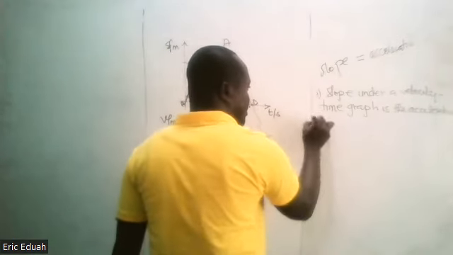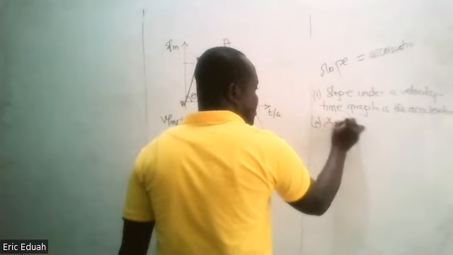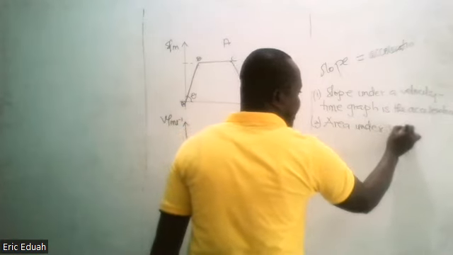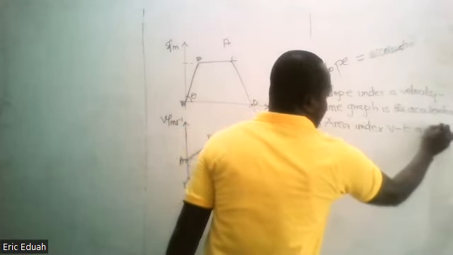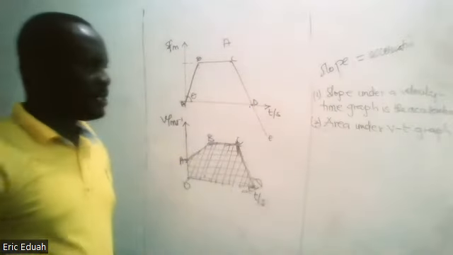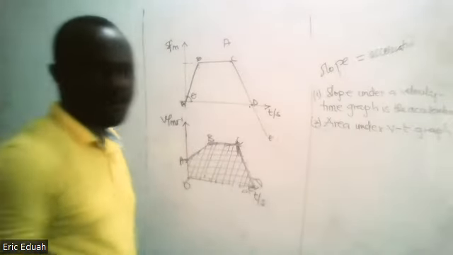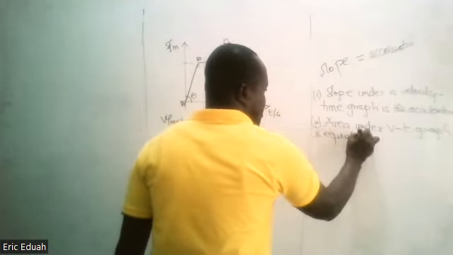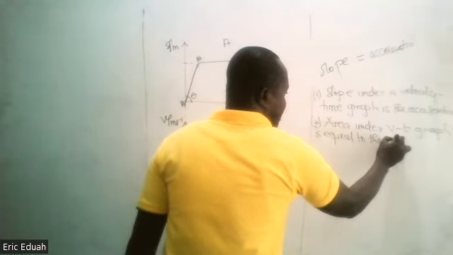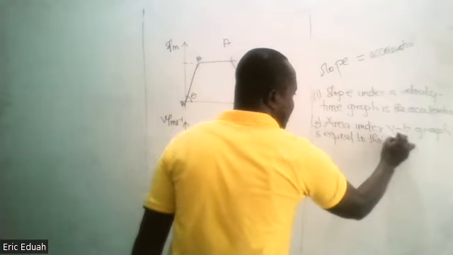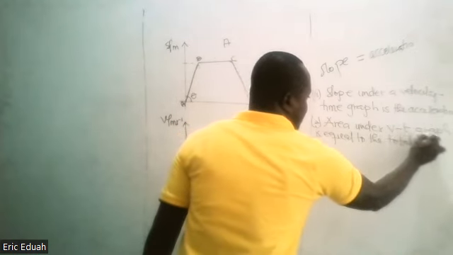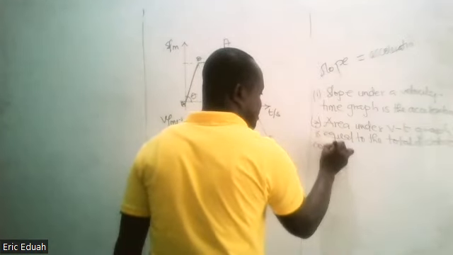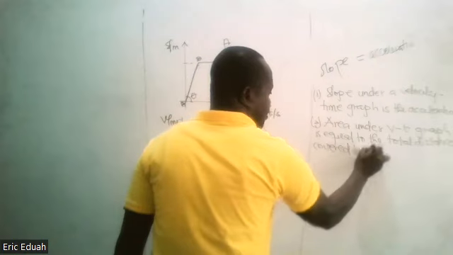Two, the area under a velocity time graph. The area under a V-T graph is equal to the total distance covered by the body.